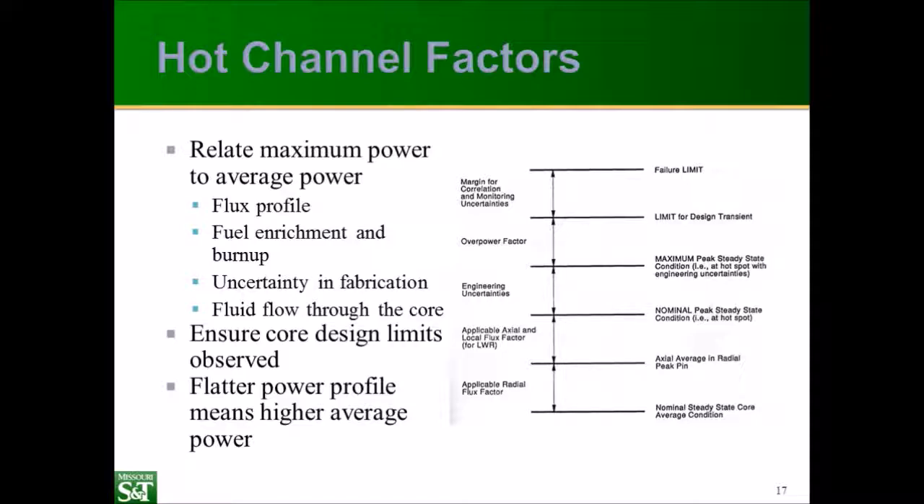This allows us to relate the average core power to our failure limit. Basically, the maximum core temperature is higher than the average. We use these peaking factors to find the hotspot temperature by considering the engineering uncertainties. There's an overpower factor that accounts for the possibility of reactivity excursions, and then that gives us our safety margin, which is our factor of safety for the core, the ratio between the failure limit and the design limit for a transient.